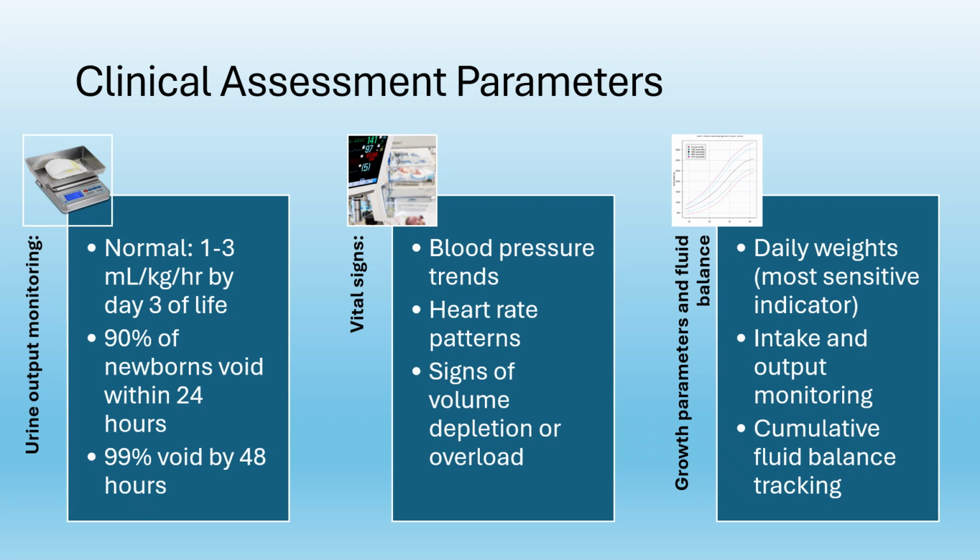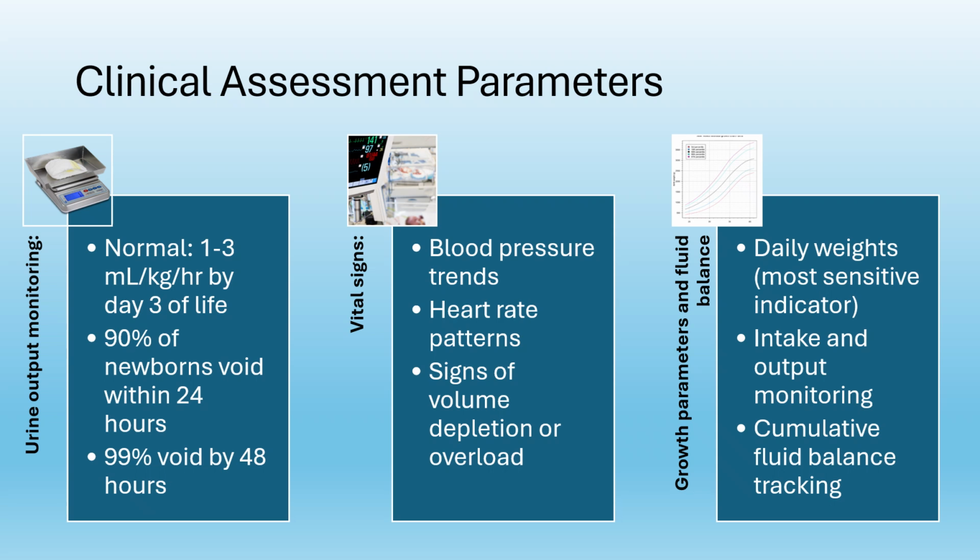Vital signs offer subtle clues about renal function that extend beyond simple blood pressure measurement. Yes, we monitor blood pressure trends carefully, using appropriate-sized cuffs and comparing values to gestational age norms. But heart rate patterns matter too. Persistent tachycardia might signal pain from obstruction or compensation for volume depletion. Bradycardia could indicate hyperkalemia from renal failure. The key lies in recognizing patterns rather than isolated values. An infant with progressively rising blood pressures over several days likely has renal pathology, while transient elevations during procedures mean nothing. Growth parameters and fluid balance work together to reveal the kidney's success in maintaining homeostasis.